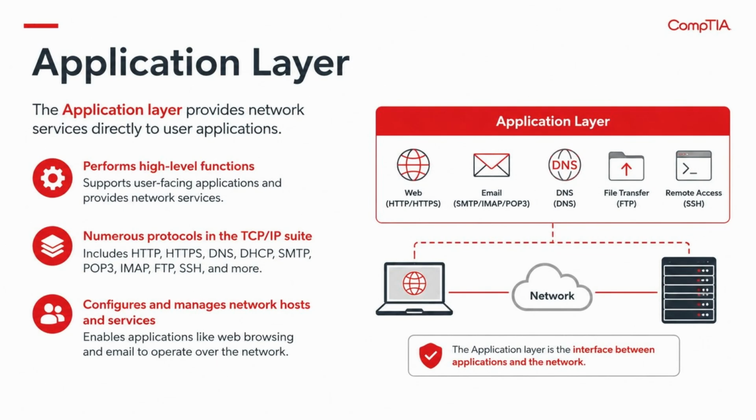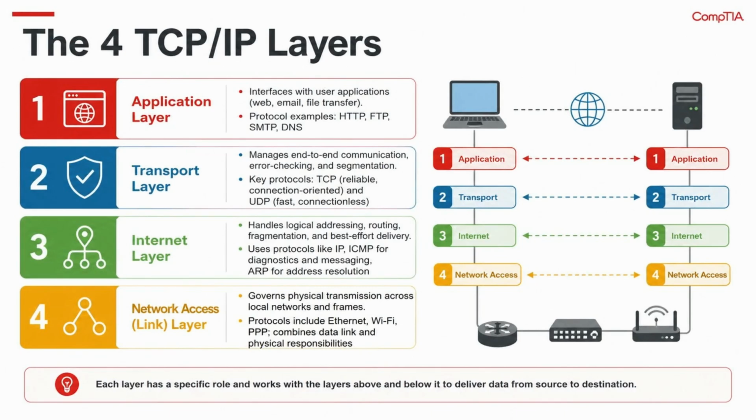The application layer performs high-level functions with numerous protocols in the TCP/IP suite, configuring and managing network hosts to run services like web and email. High-level protocols handle specific tasks, requesting a web page, sending an email, moving a file, while lower-level protocols like TCP support them underneath. Putting the four TCP/IP layers together, the application layer interfaces with user applications through protocols like HTTP, FTP, SMTP, and DNS. The transport layer manages end-to-end communication and segmentation through TCP and UDP.